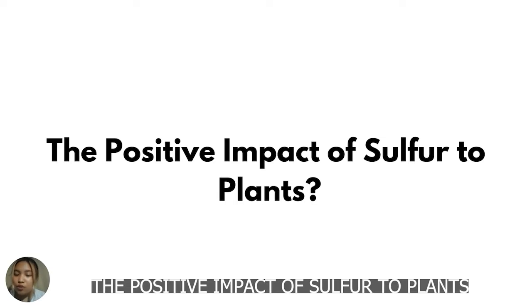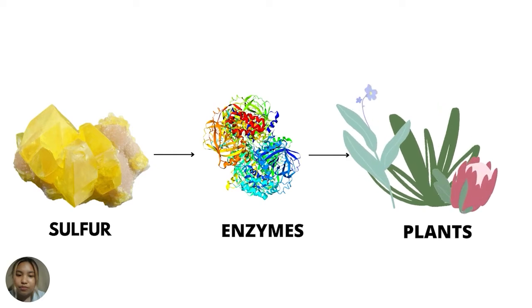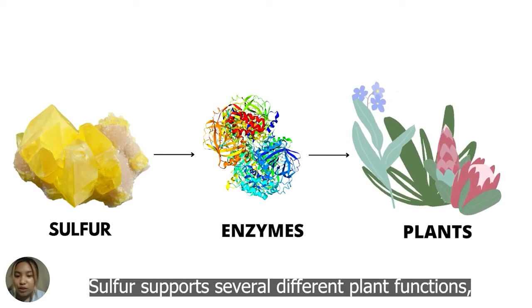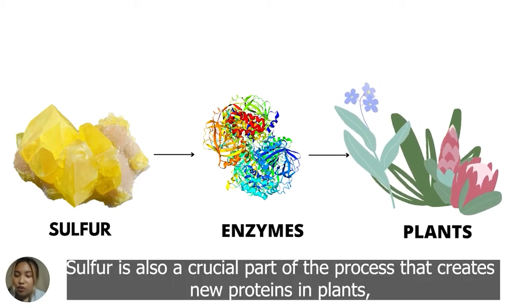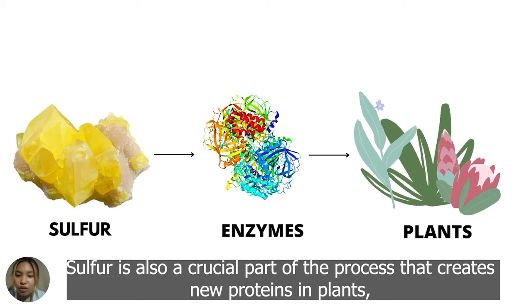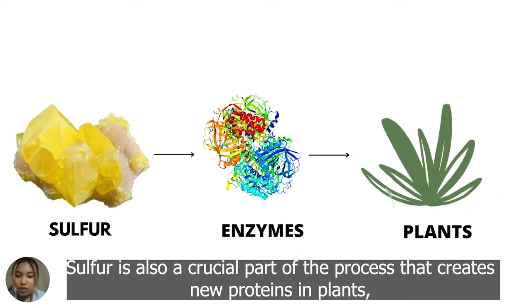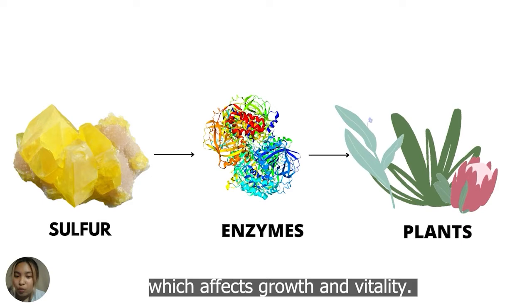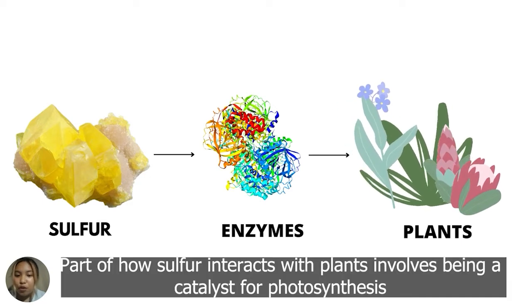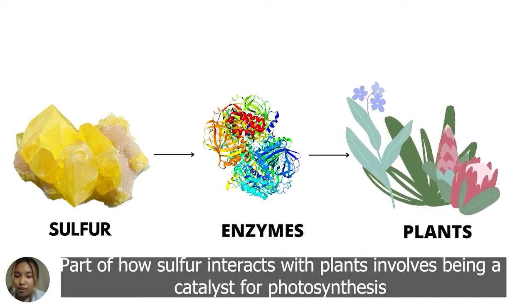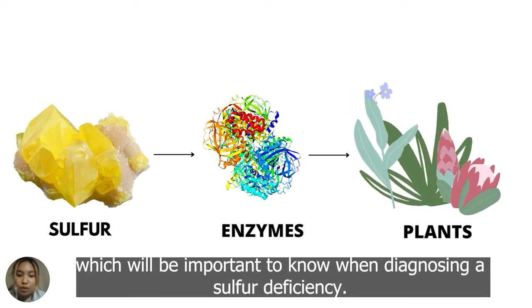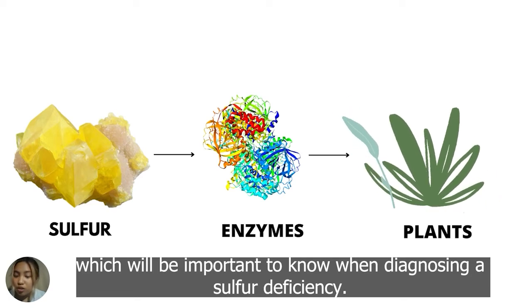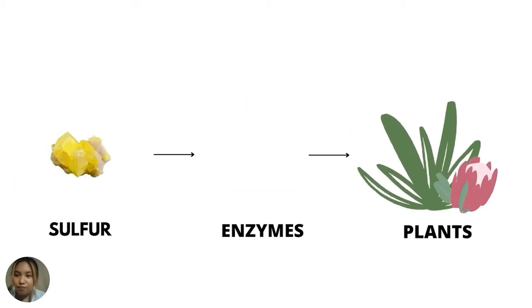The positive impact of sulfur to plants. Sulfur supports several different plant functions like the formation of enzymes. Sulfur is also a crucial part of the process that creates new proteins in plants, which affects growth and vitality. Part of how sulfur interacts with plants involves being a catalyst of photosynthesis, which will be important to know when diagnosing a sulfur deficiency.